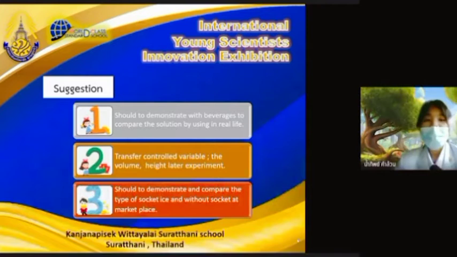The last one is suggestions. First, choose to demonstrate with a beverage to compare the melting using real life. Second, control variables such as volume and height in later experiments. Third, choose to demonstrate and compare the types of ice with sockets and without sockets, as well as market price.